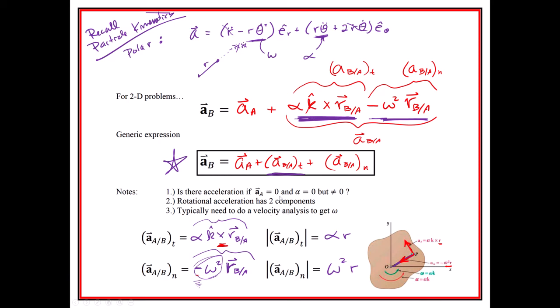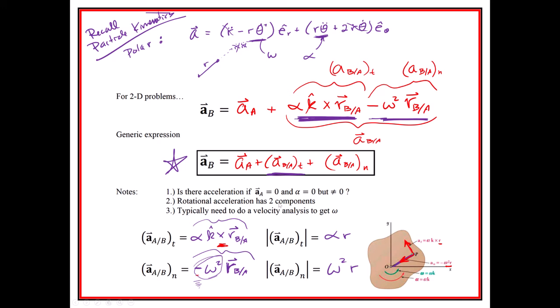Notice there, what would happen if the acceleration of A is 0 and alpha is 0? Would the acceleration be 0? Is there acceleration of B if the reference point doesn't move and it doesn't accelerate? Yes, there can be. If there is angular velocity, there is still going to be an acceleration at B because it's the normal acceleration, the centrifugal acceleration, if you will.